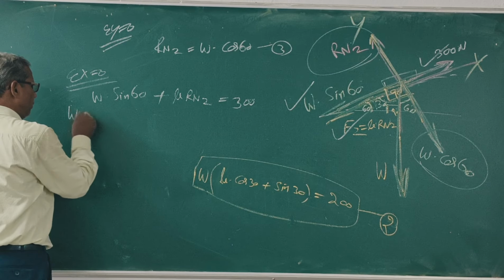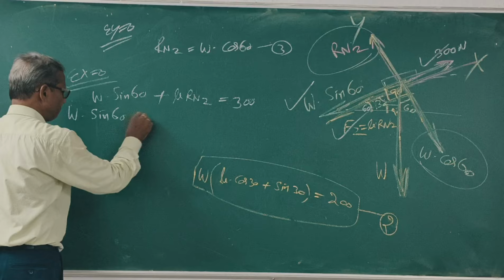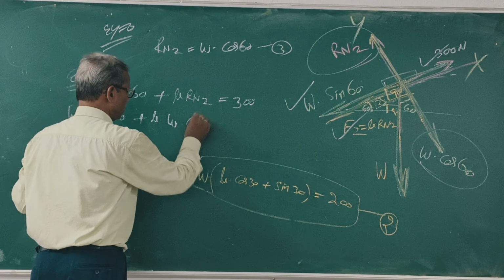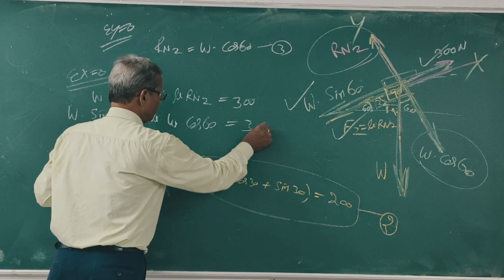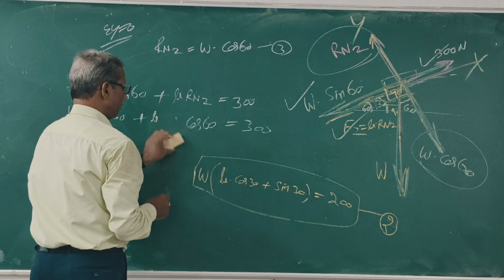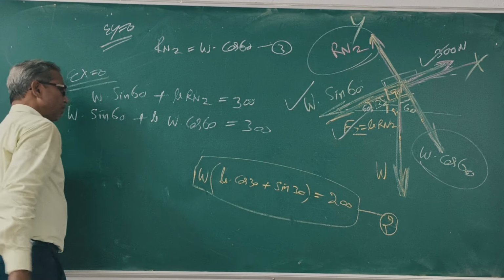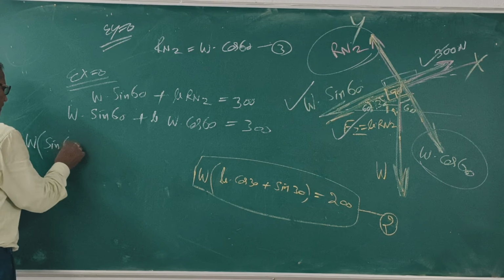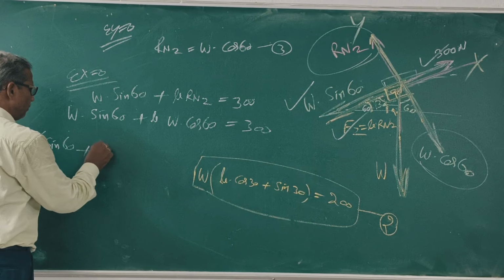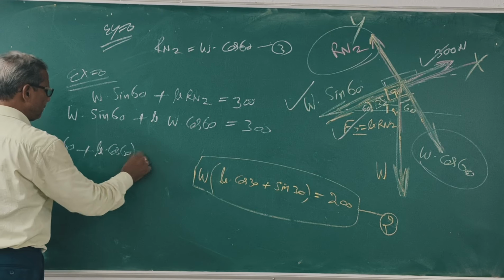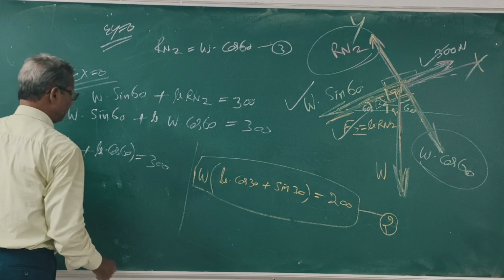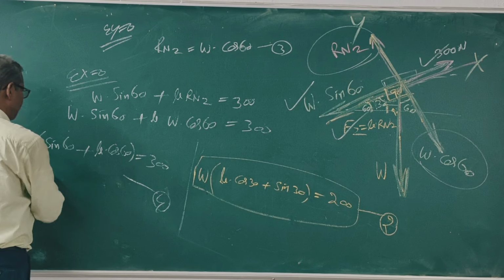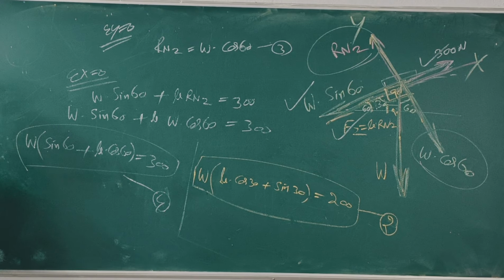W into sin 60 plus mu into what is Rn2? W cos 60 is equal to 300. So W common, find out W common. Sin 60 plus mu cos 60 is 300. Clear? This is equation 4. This is equation 3.